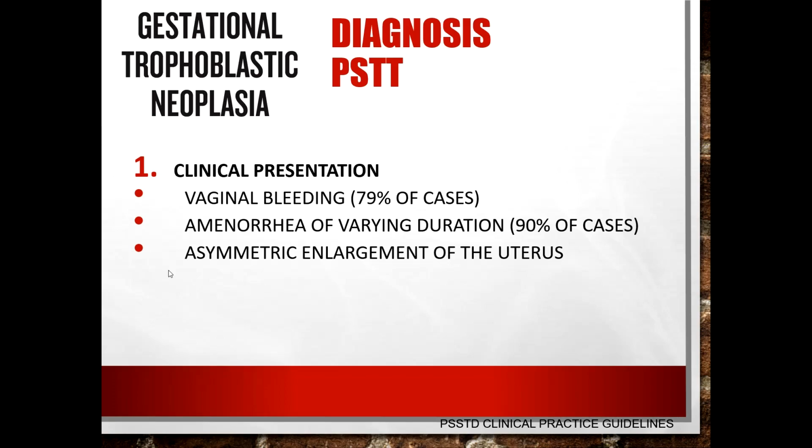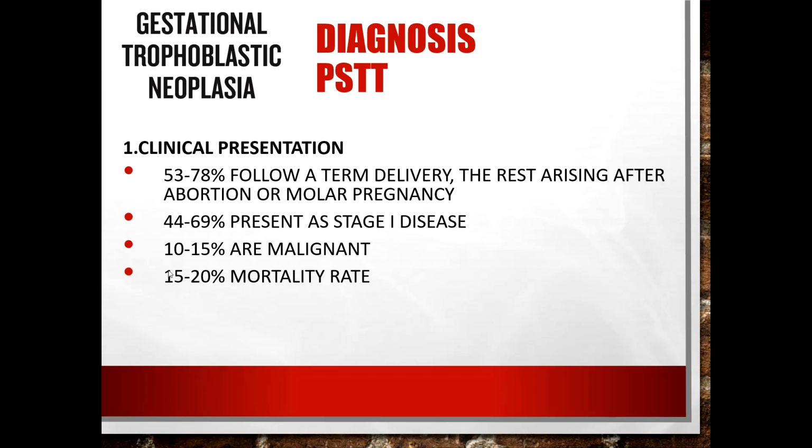Vaginal bleeding is the most common symptom of PSTT, or the patient may have amenorrhea of varying duration in 90% of cases, or an asymmetric enlargement of the uterus. Because of its rarity and vague symptoms, PSTT is difficult to diagnose. It follows term delivery in 78% of cases, while the rest arise after an abortion or molar pregnancy. 10 to 15% are malignant, and a 15 to 20% mortality rate is reported.